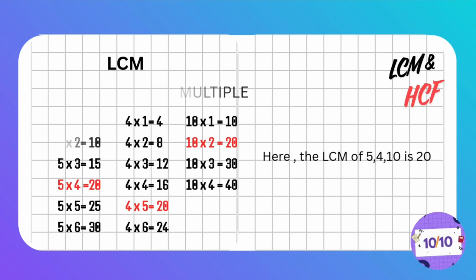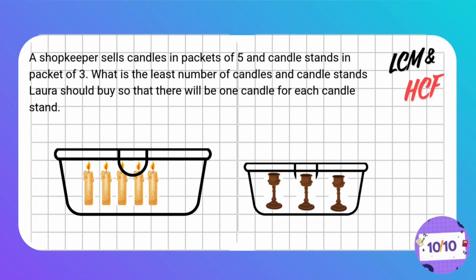Now we are going to see a simple problem to understand the idea of LCM and why its application is very important. A shopkeeper sells candles in packets of 5 and candle stands in packets of 3. What is the least number of candles and candle stands Laura should buy so that there will be one candle for each stand? They have said that there are 5 candles in a packet of candles and 3 stands in a packet of stands. So we have to make sure we buy an equal number of total candles and total stands.